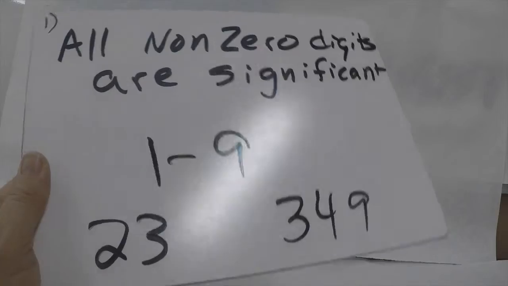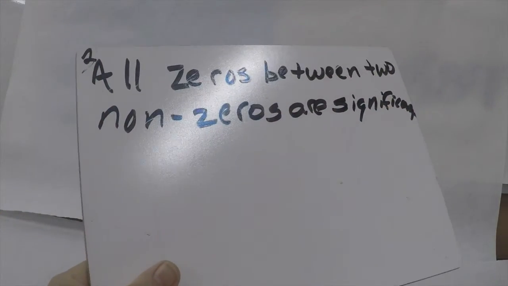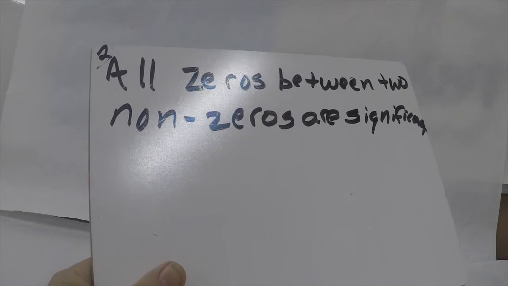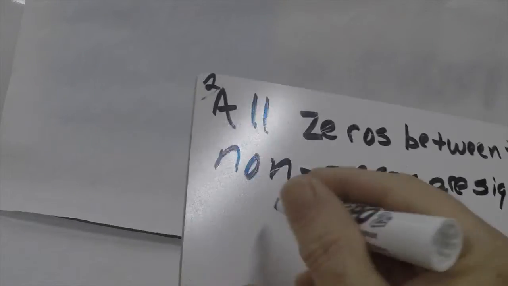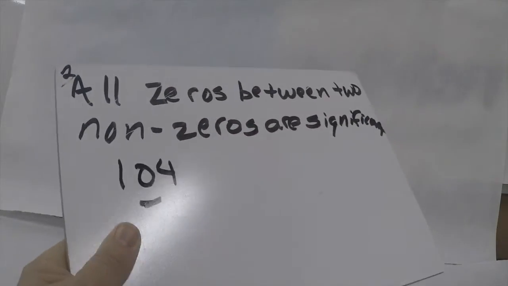Every other rule concerns 0. 0 is the troublemaker. Rule number 2, all zeros between 2 non-zeros are significant. What do I mean? I mean a number like 104. Here's a 0 in between.